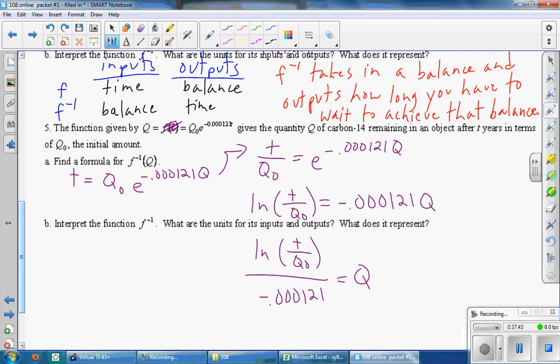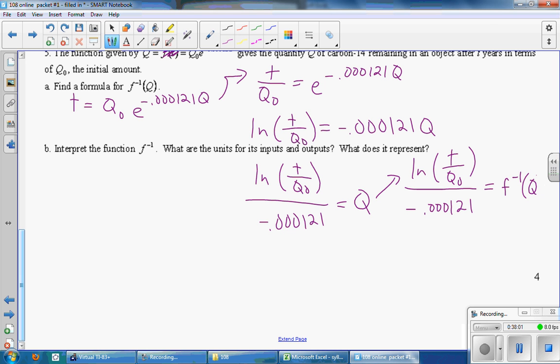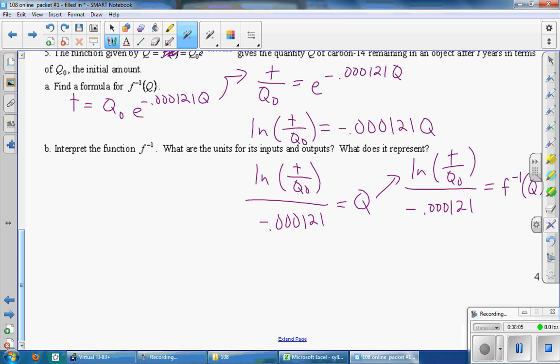Okay, and then we'll finish this one up with our good notation. So ln of t over q naught divided by negative 0.0000121. Instead of q, this one is better written as f inverse of q. But we're gonna make this small change here. It shouldn't be t in here. Q is the natural variable. So again, we'll just swap that out for q.